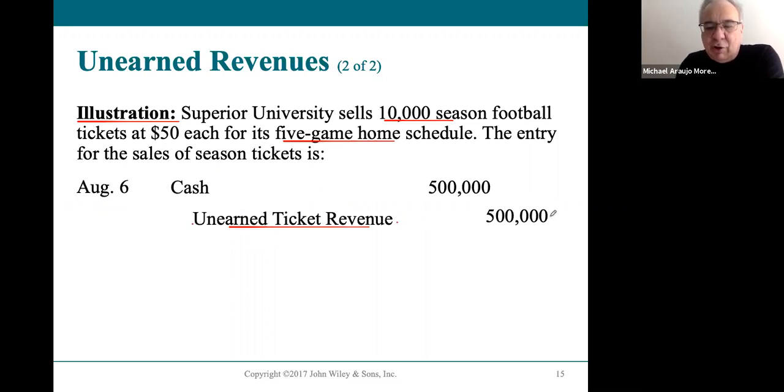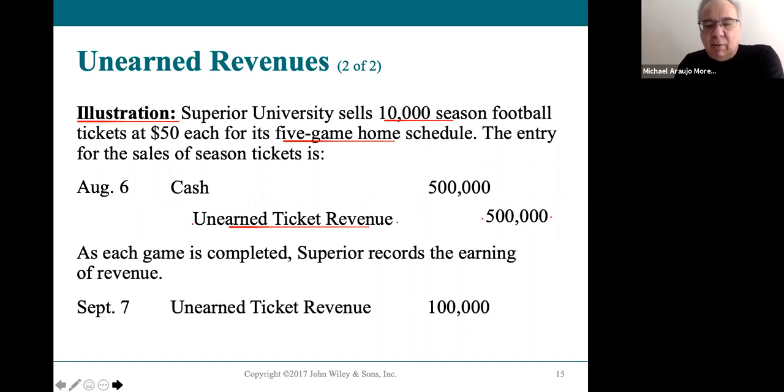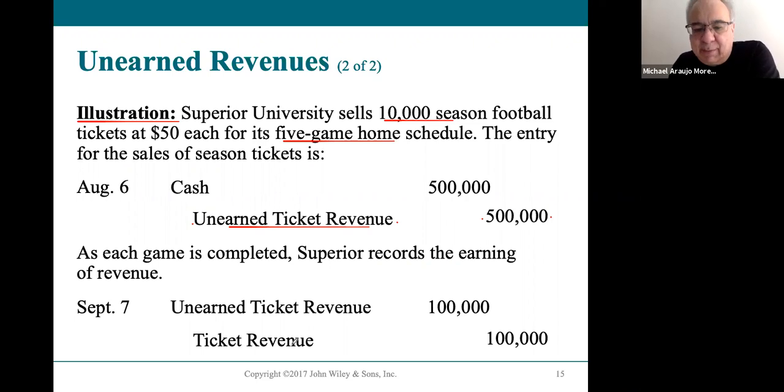When do they actually earn this? Well, one game at a time. So after every game is completed, they will debit unearned ticket revenue, which lowers the liability, and move it into their revenue account, which they've labeled ticket revenue. So again, this happens as each game is underway. Then they've actually earned it, and so they're going to make this entry.